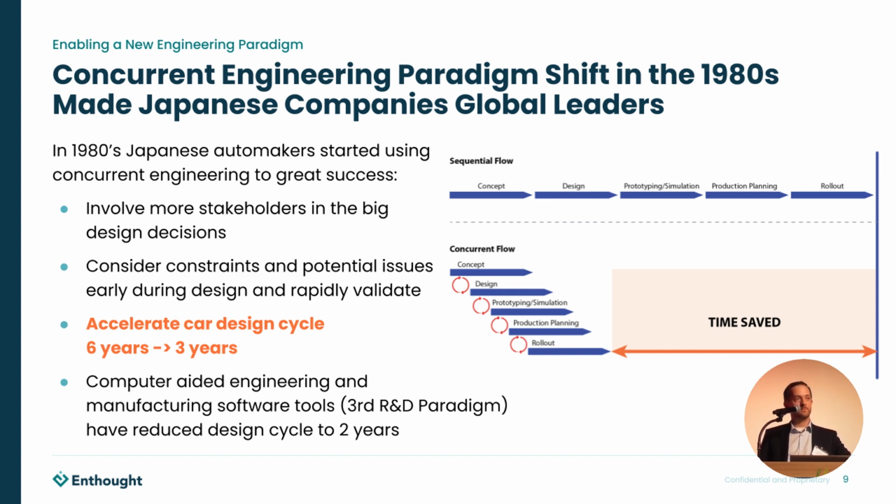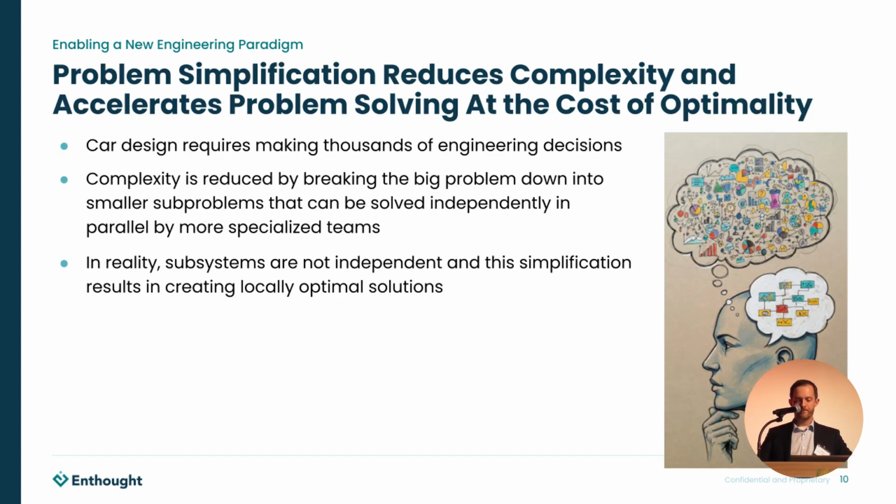And as this practice has become more formalized and we've seen an increase in computational power in the 90s and 2000s, there's been adoption of other computational software tools that can further accelerate this, now to down around 2 years for a typical automotive design cycle. So now let's look a little forward.